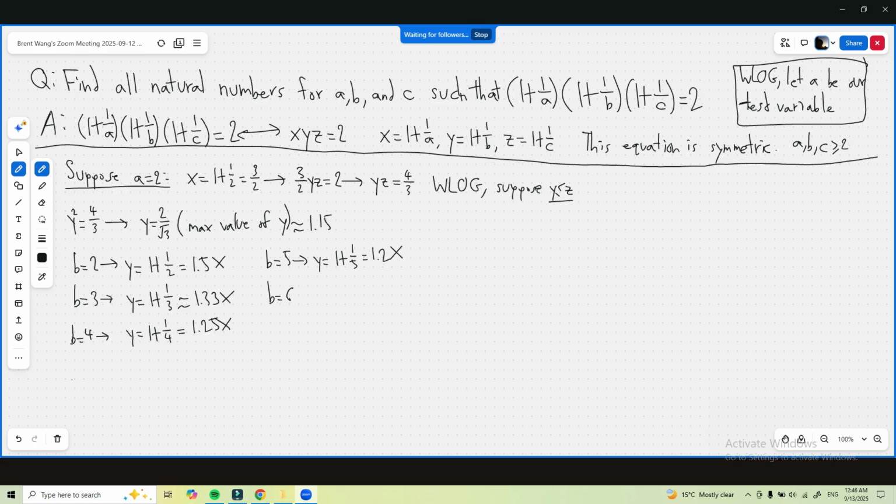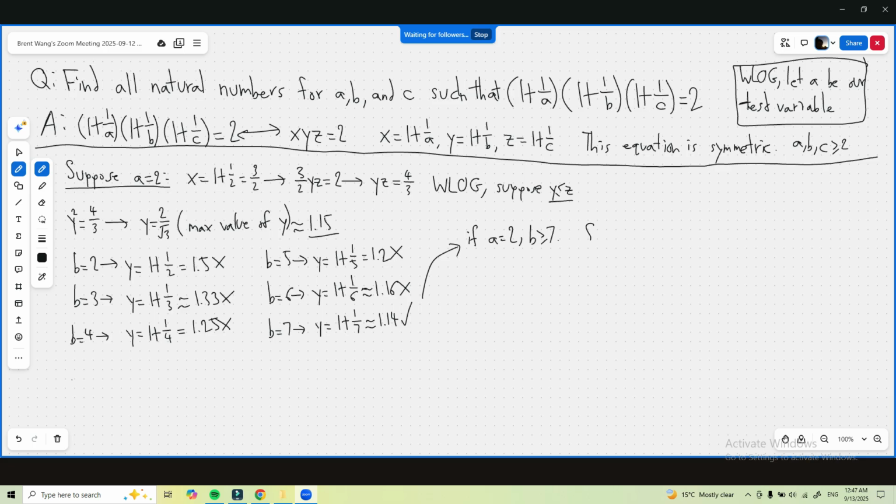If b is equal to 6, y is equal to 1 plus 1 over 6, which is roughly 1.16, but that's slightly bigger than 1.15. But if b equals 7, then y equals 1 plus 1 over 7, which is roughly 1.14, which is within our maximum limit. So yes, b equals 7 works. So therefore, if a equals 2, b has to be at least 7.